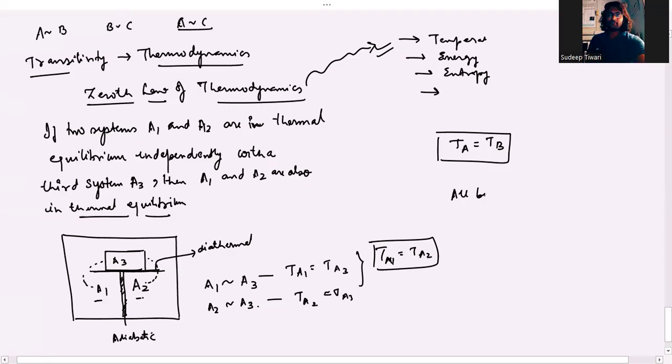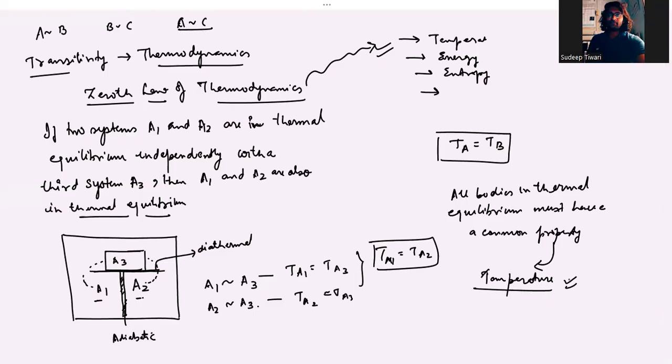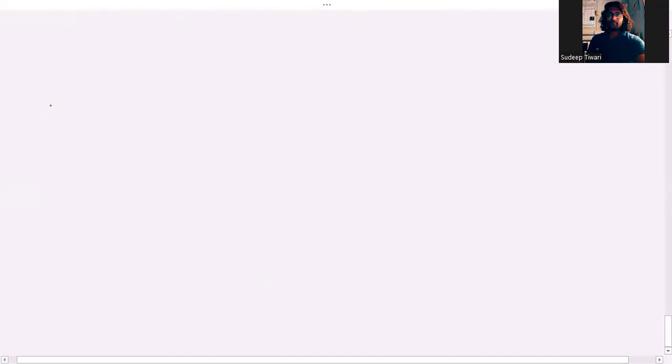So remember, all bodies in thermal equilibrium must have a common property. And what that common property is, I've already told you: that common property is temperature. So temperature decides whether one body is in thermal equilibrium with another body or not. If one body is in thermal equilibrium with another body, then both of them are at the same temperature. I hope it is clear. Now from here we'll come to another important thing, that is the equation of state.